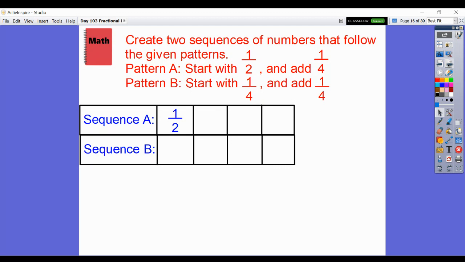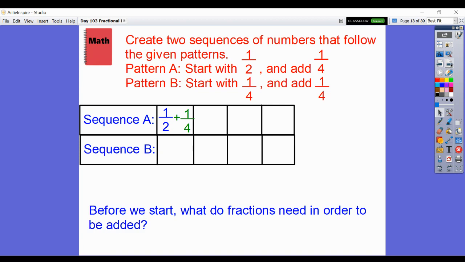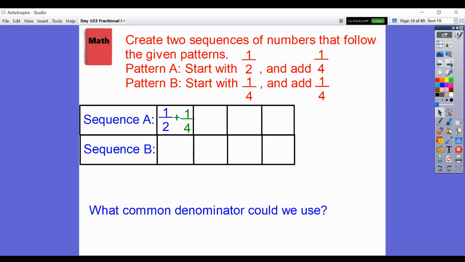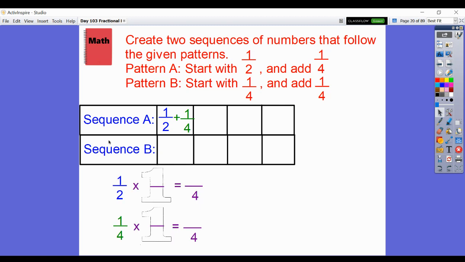Okay, there's sequence A. It starts with 1/2, and you add 1/4. Well, wait a minute now. We have to have like denominators before we can add. We can't just throw those two numbers together. And how do we do that? We have to have common denominators. What could we use? Well, write this down, please. Please write this in your notebook.